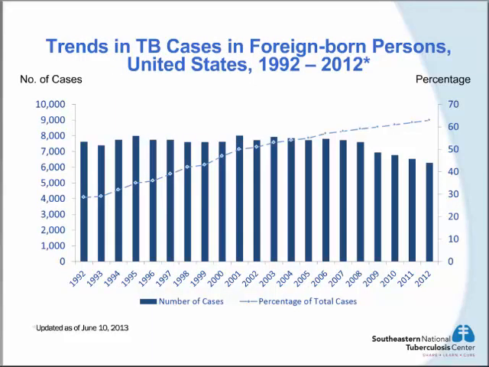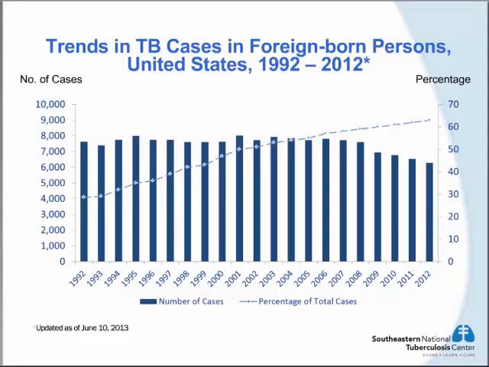If we look at this in a different way, this graph represents the number of cases in foreign-born persons in the United States and the trend. As you can see, the actual number of cases has remained relatively the same. Only in the last 3 or 4 recent years do you see a decrease in the actual number of cases. The decrease in the number of total cases in the United States has occurred mostly because the implementation of the strategies has affected the U.S.-born population more than the foreign-born population.